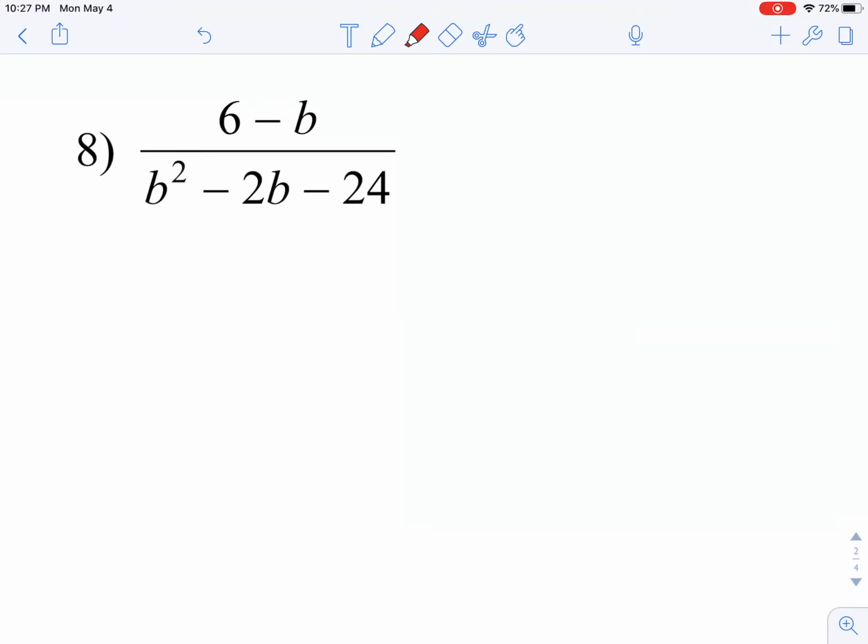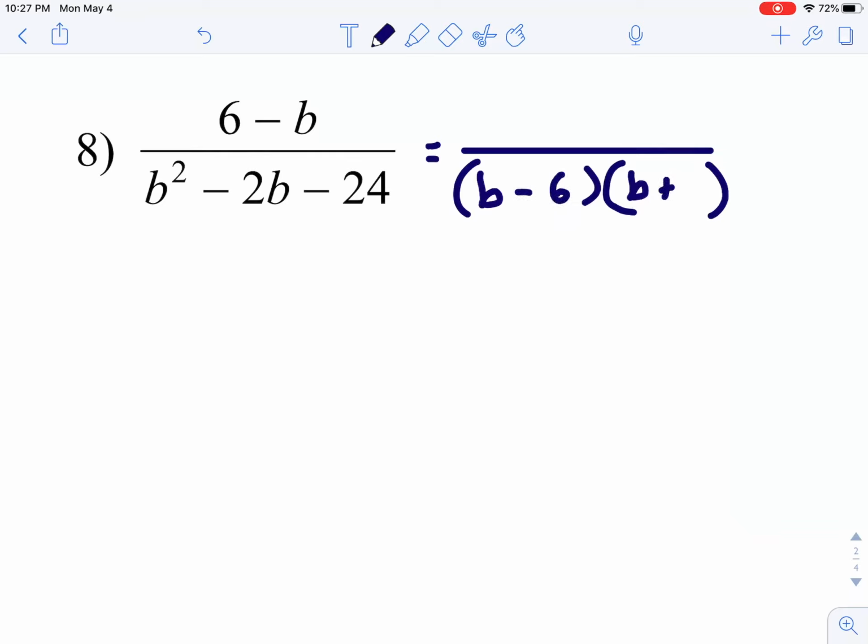Number 8. Number 8's a little different. This time the factor part is on the denominator. So it's a trinomial. I'm going to do the trinomial factoring, b and b. Numbers that'll multiply to negative 24 and add up to negative 2. I think minus 6 and positive 4 do the trick. They multiply to negative 24 and they add up to negative 2. Now look, the top is 6 minus b. The bottom is b minus 6.